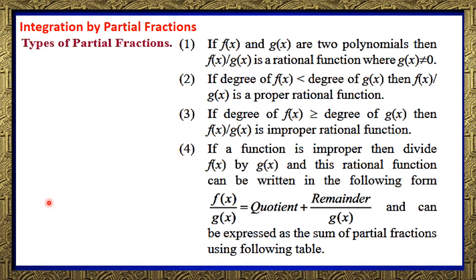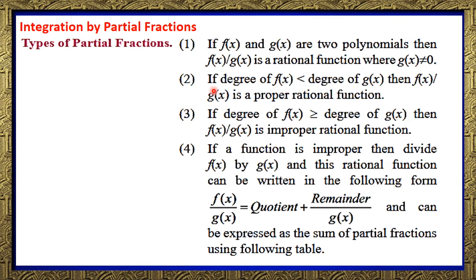Now we will be learning integration by partial fractions. What are partial fractions? Fraction means here it is a function. Functions are of the form of a fraction, that is f of x upon g of x. Now, different types of partial fractions. Let us see. If f of x and g of x are two polynomials, then f of x upon g of x is a rational function, where g of x is not equal to 0.